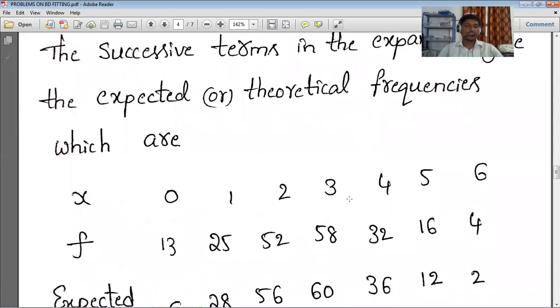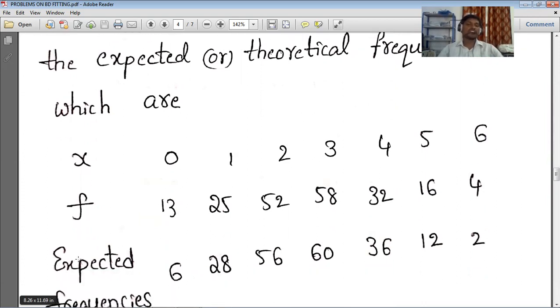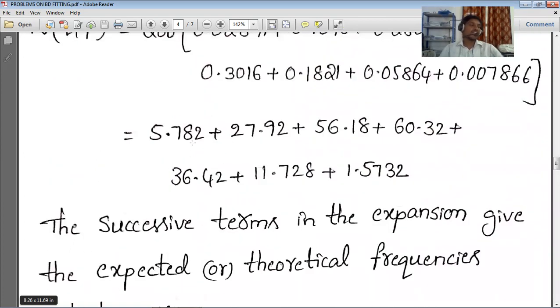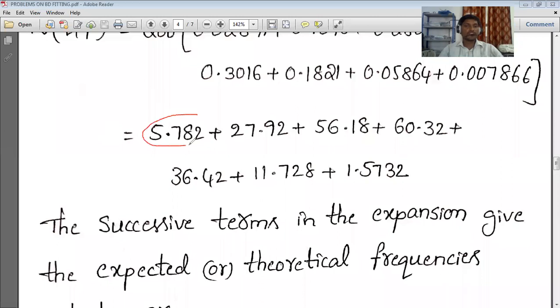So x values are already given in the problem, and these are the observed frequencies mentioned in the problem. And here are the expected frequencies. From this we are writing: the first one is 5.782. Frequencies must always be integers, not decimals. So that is 6, and 27.92 we can simply write as 28.